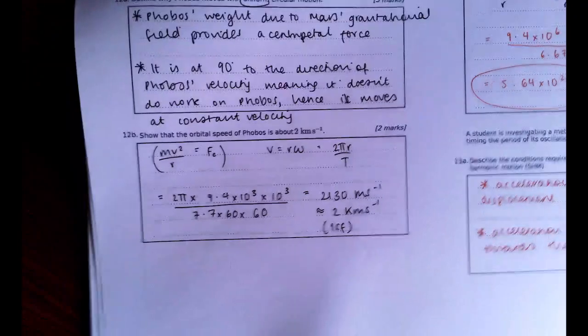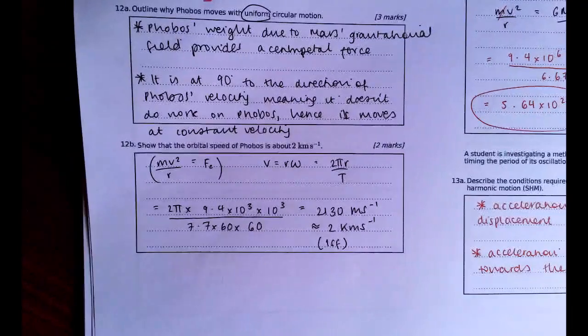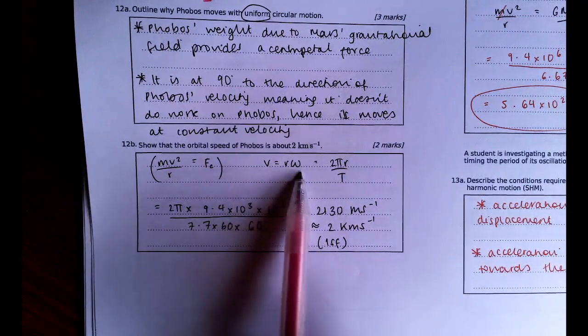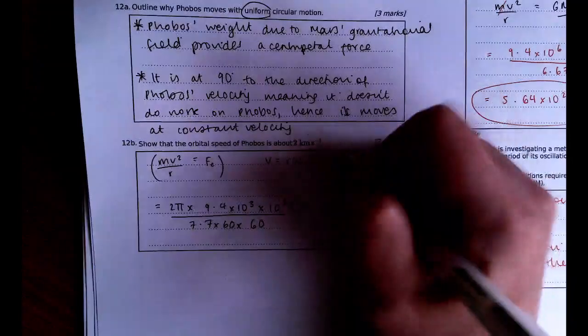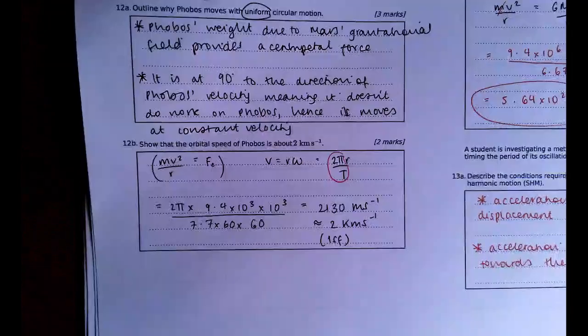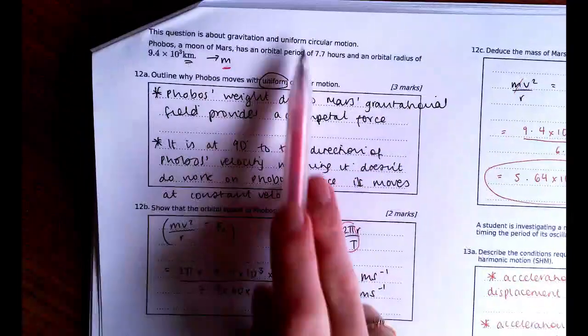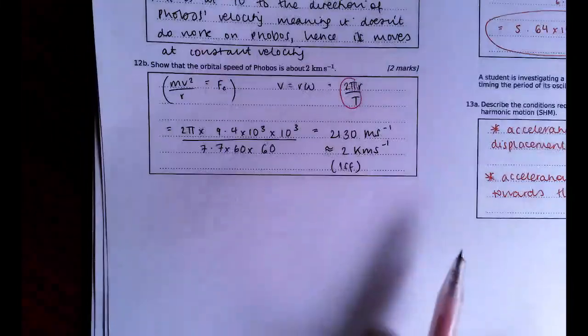Okay. Then in the next bit of the question, it asks you to find the orbital speed. So that's the tangential speed. v is r omega, where omega is 2 pi over T. T was given to you, but it was given in hours, so you need to convert that to seconds.